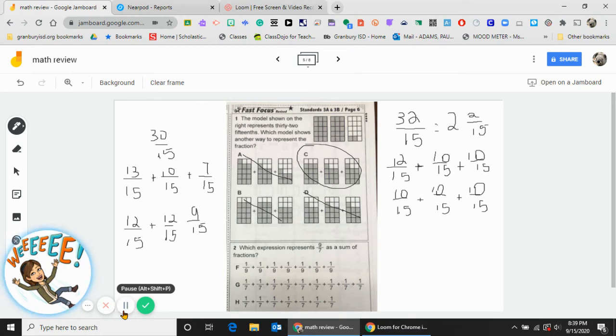All right, let's look at our next question. Which expression represents 9 over 7 as the sum of the fractions? Okay, so we're looking for the sum. We know that whenever we add, all the denominators must be the same. Look closely. What do you notice? Well, I'll tell you what I notice. There's 9 in the denominator on F. That can't even be possible. Our denominator has to match right away. I can eliminate that one. Now I've narrowed it down to 2. I'm going to go ahead and pause. Let me know what you think the answer is.